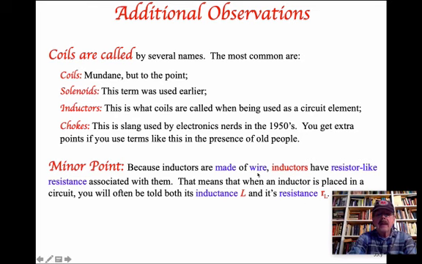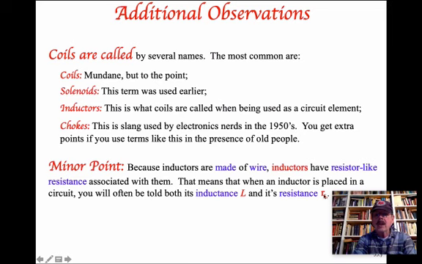Minor point. Inductors are made out of wire, which means they have resistor-like resistance to them. So you will see coils in circuits where you'll have an L value, but you'll also have a resistance value. And normally it's a little r sub L.